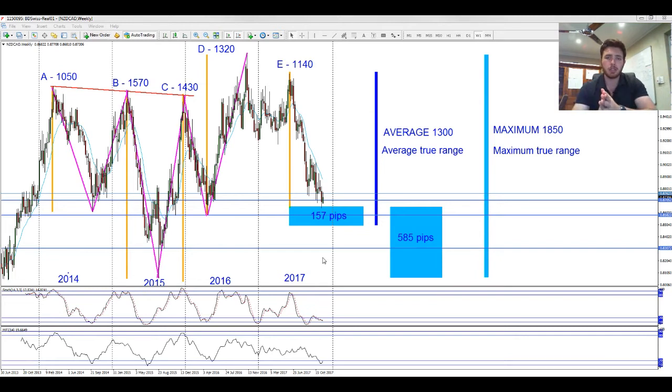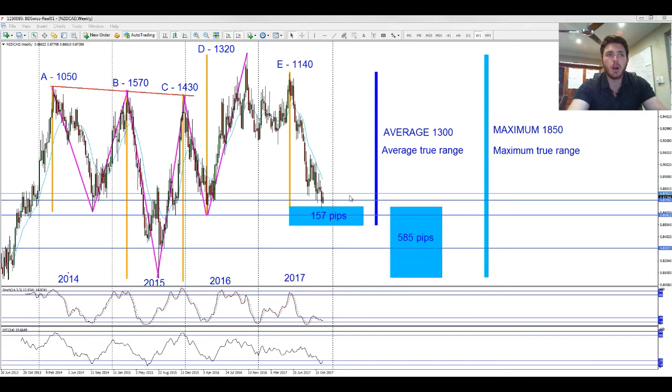Basically, what we're going to show you is exactly how I'm analyzing the difference between average true range trading and maximum true range trading. In terms of average true range trading, we take the distance that price has traveled from point to point on multiple different levels inside of that range, and we average it out. It gives us an average number.